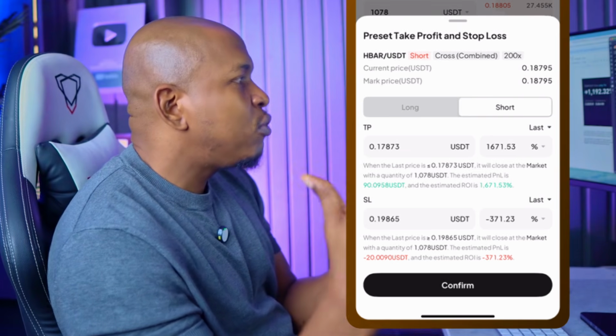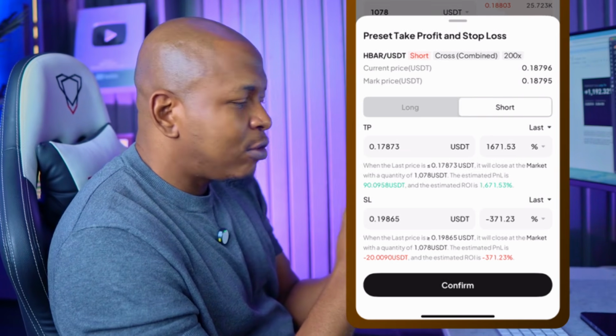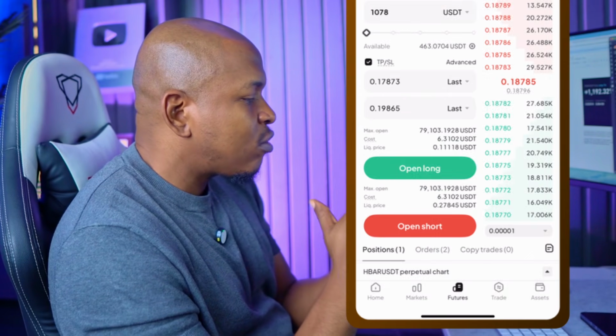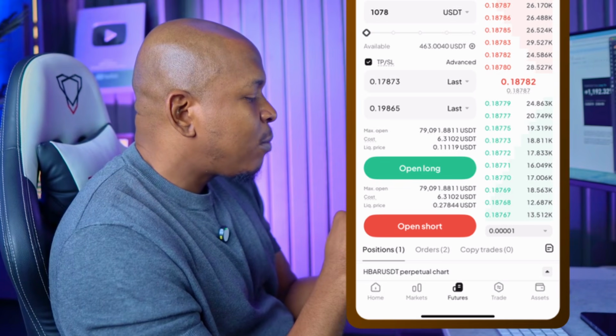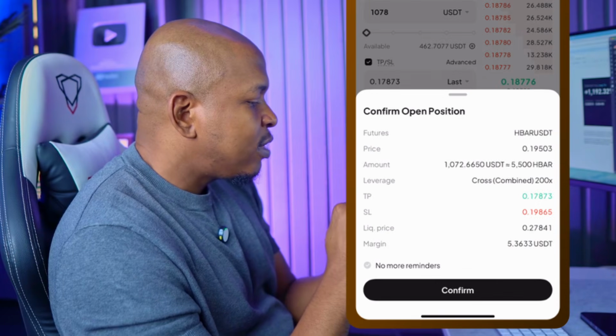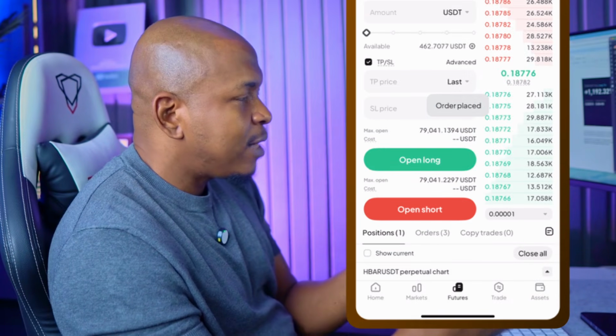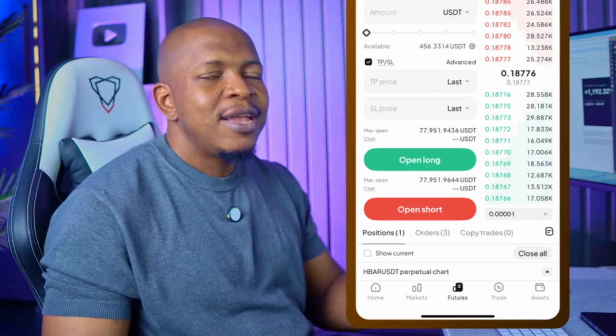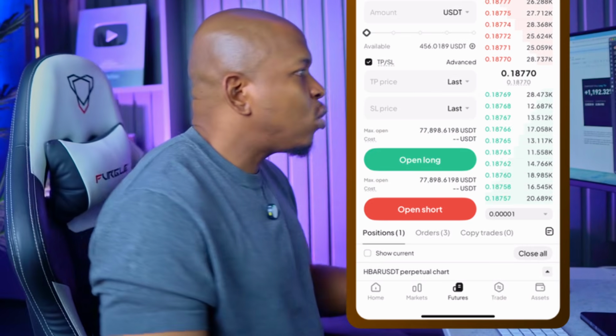If you use the position size calculator, the leverage does not matter. What matters is that you do this correctly. Once this is set, I'm going to click on open short because we're going short. So this trade now is in play. This is simply how you take trades on Weex.